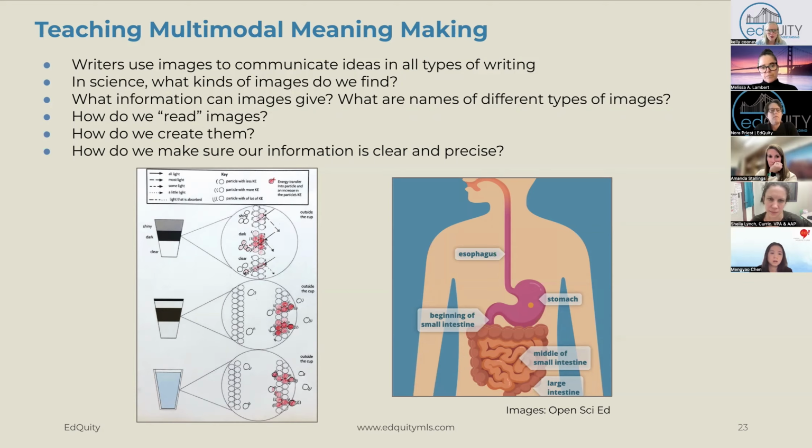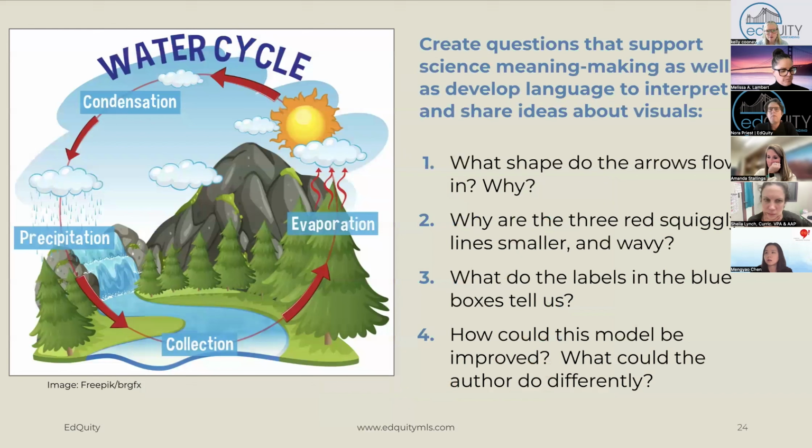Like, what is multimodal meaning making? Writers use images to communicate in all types of writing. In science, what kinds do we find? What information can images give us? What names are different images called, right? Are there charts, tables, diagrams? How do we read them? How do we create them? How do we make sure information is clear and precise?